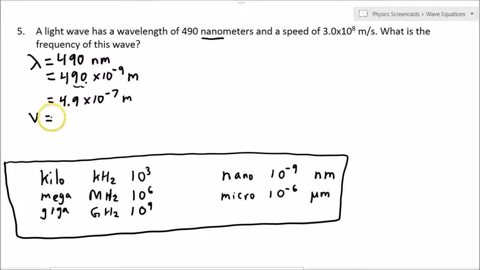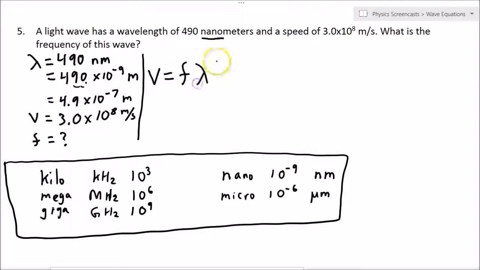Also given is our speed. So we know v is equal to 3.0 times 10 to the 8th meters per second. And it is asking for the frequency, which is our unknown. Now, because we have these three variables, we will just use our standard wave equation. Velocity is frequency times wavelength. We will put our numbers in, substitute. And so velocity is 3.0 times 10 to the 8th meters per second.